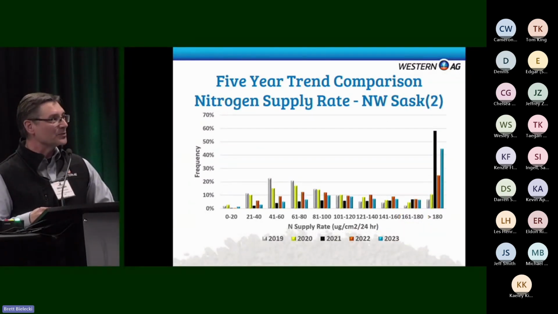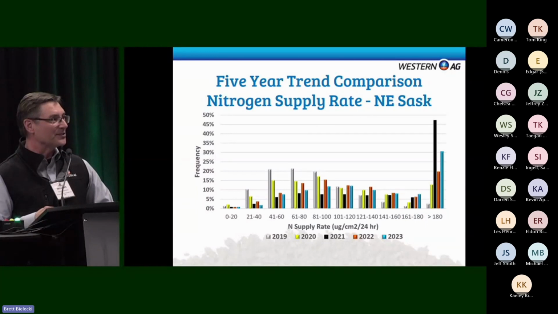Looking at the black soil zone in the Northwest, same kind of similar pattern, moving into the Northeast.